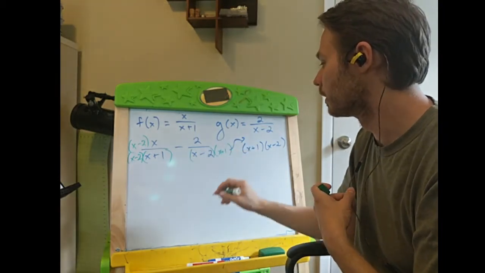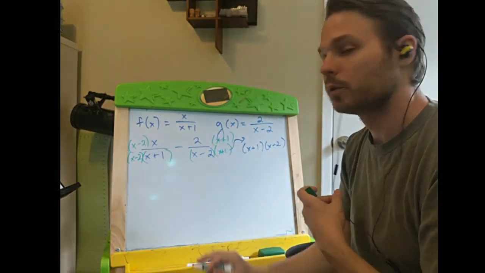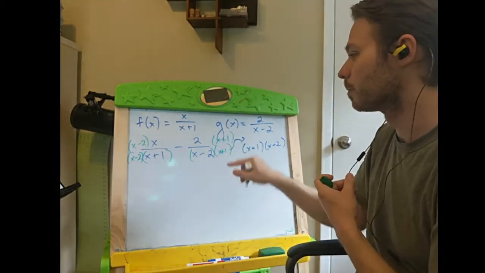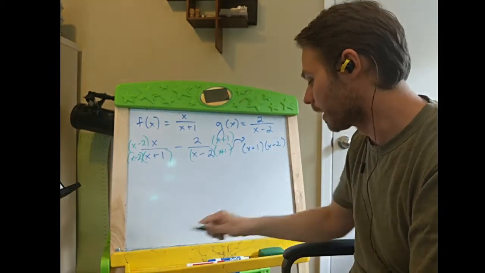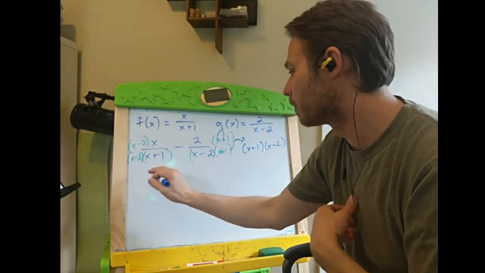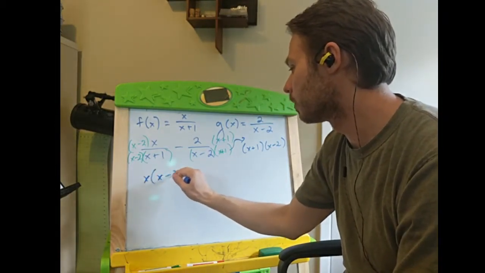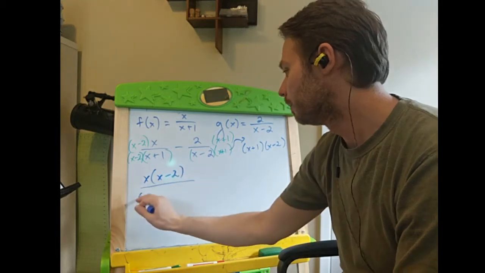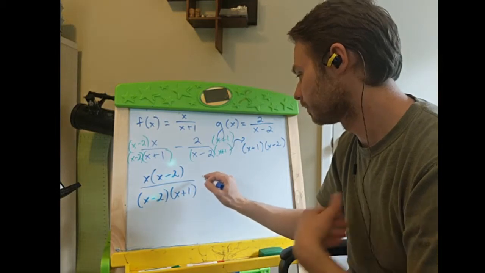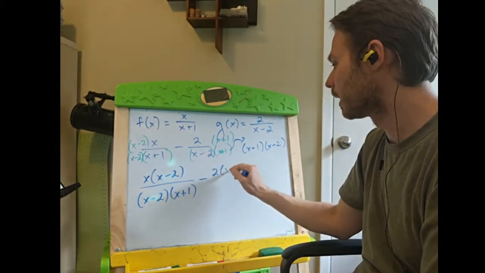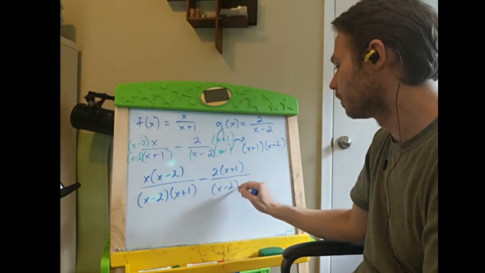Again, put these in parentheses. And then whatever you do to the bottom, do to the top. And then put these in parentheses since they're bigger than a monomial. All right, so that's kind of our first step. So up here I'm going to get x times x minus 2 over x minus 2 times x plus 1, minus 2 times x plus 1 over x minus 2 times x plus 1.